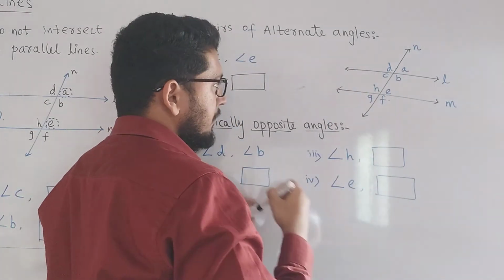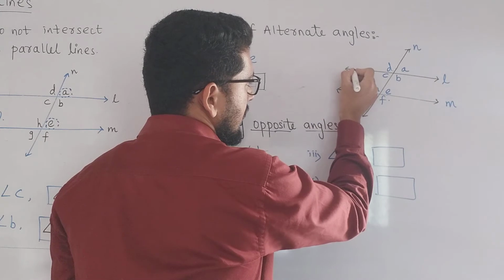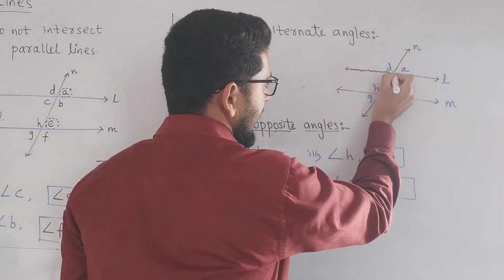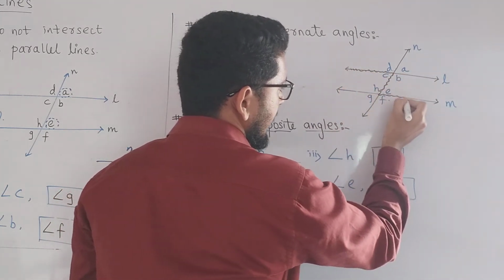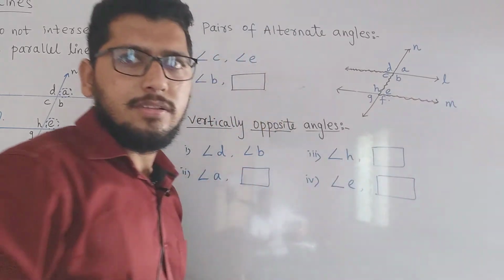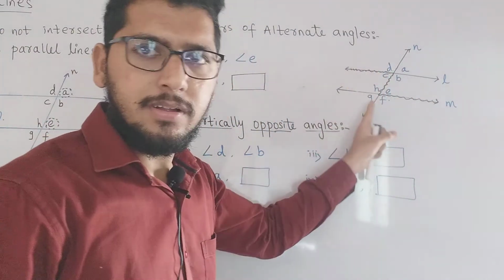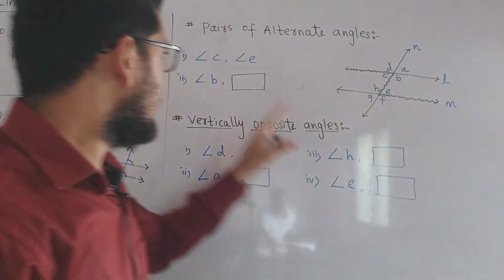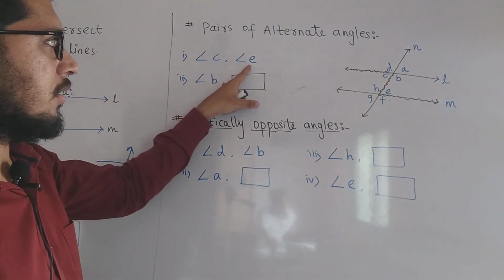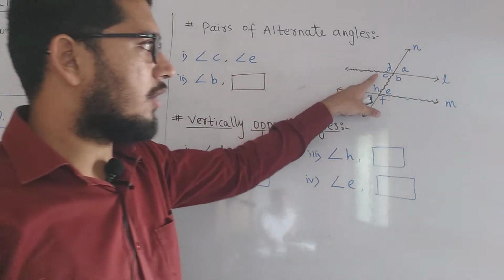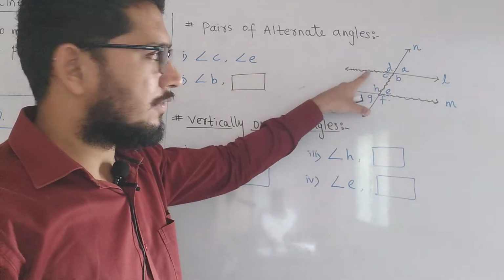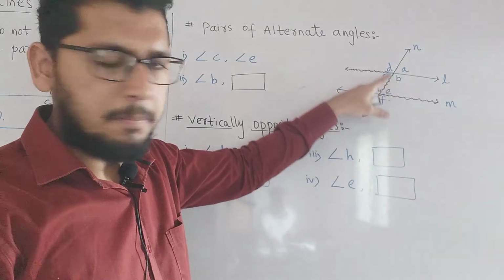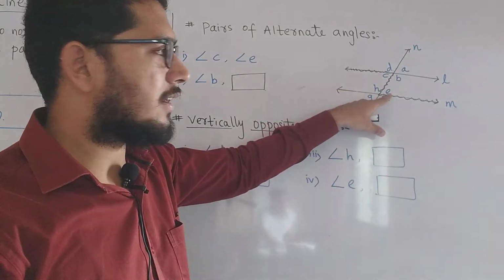If I highlight this part, you can easily understand. This is forming a Z, yes or no? This is forming a Z angle. So if it is forming a Z angle, angle C is paired with angle E. So what is the alternate angle of C? E. So angle C has alternate angle E.